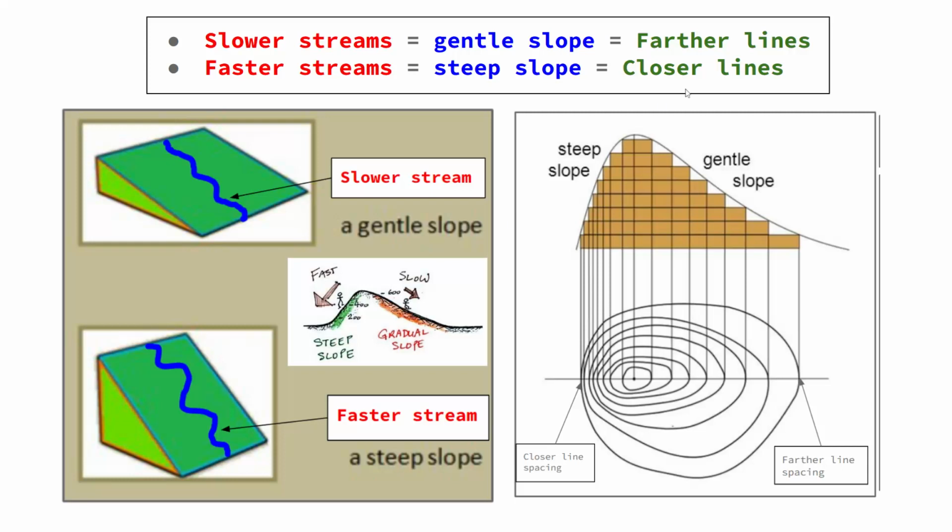So, what happens if a stream went down a steep slope versus a gentle slope? Well, if I had a steep slope and I had a river or stream flowing down it, it would kind of be like a waterfall. It would flow very fast because of gravity, right?